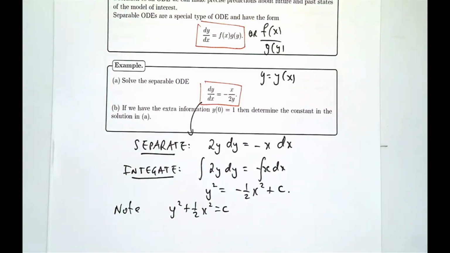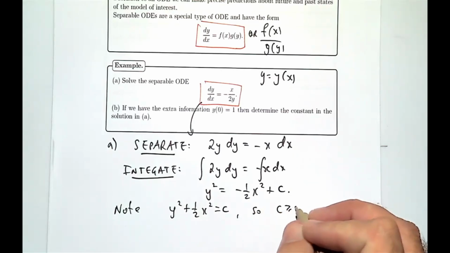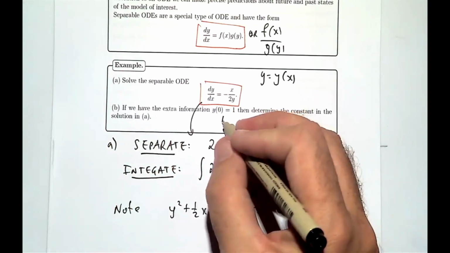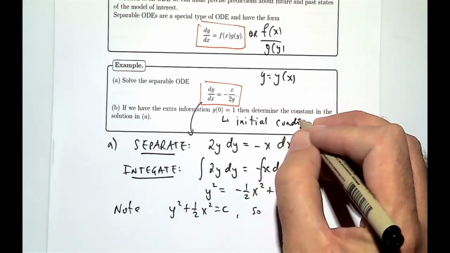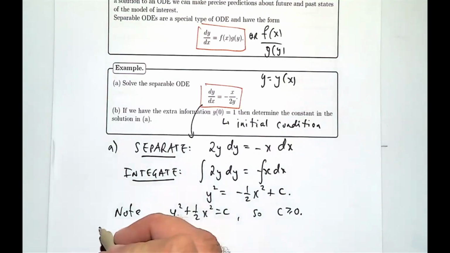All right, so part B, if we have extra information y of 0 equals 1, that's called an initial condition. So it tells you a little bit of data at a point. In this case, the value of the solution is 1 when x equals 0. We can use that to compute this constant c and simplify this a bit more. So let's try.